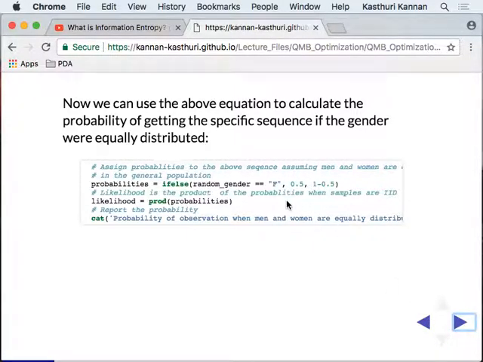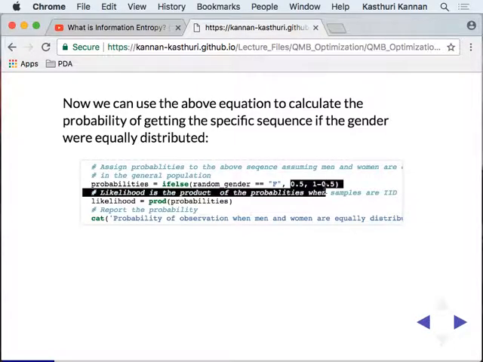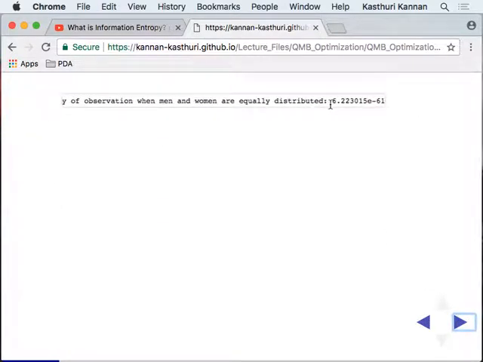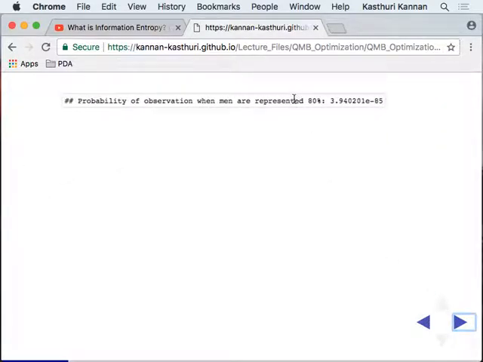So once you have this, I can now evaluate the probability when men and women are equally distributed, right? For a random sample, we know that female and male should be equally distributed, so we can find the likelihood of this probability. I can multiply all of them, and I have this huge number here. What about if the men are overrepresented in the population by 80%? In that case, the probability of females would be 0.2 and men would be 0.8, right? And we can compute the probability and see the likelihood of such an observation.